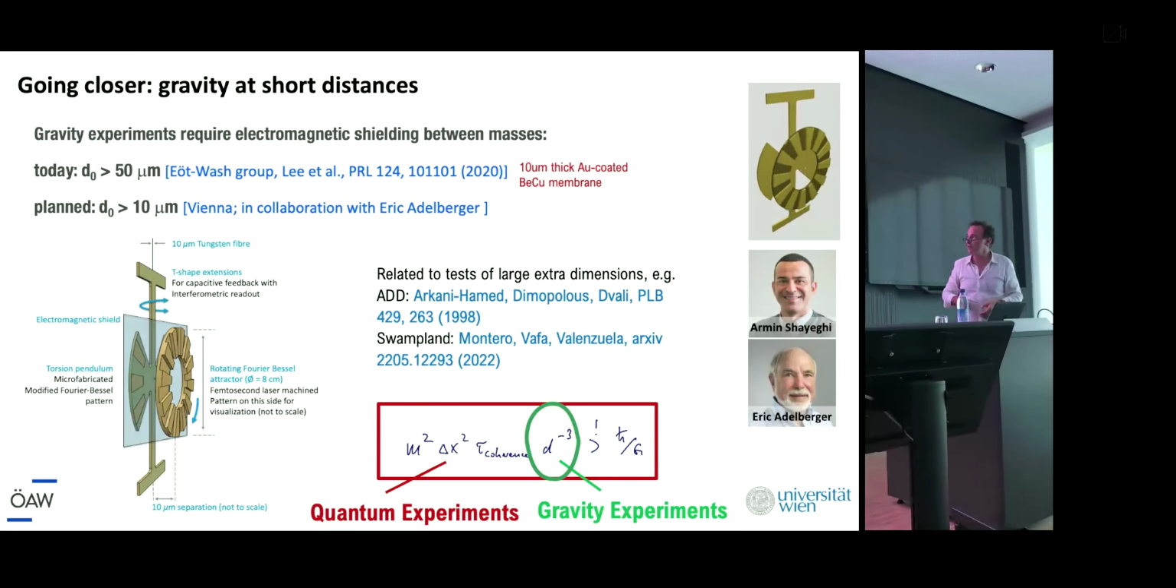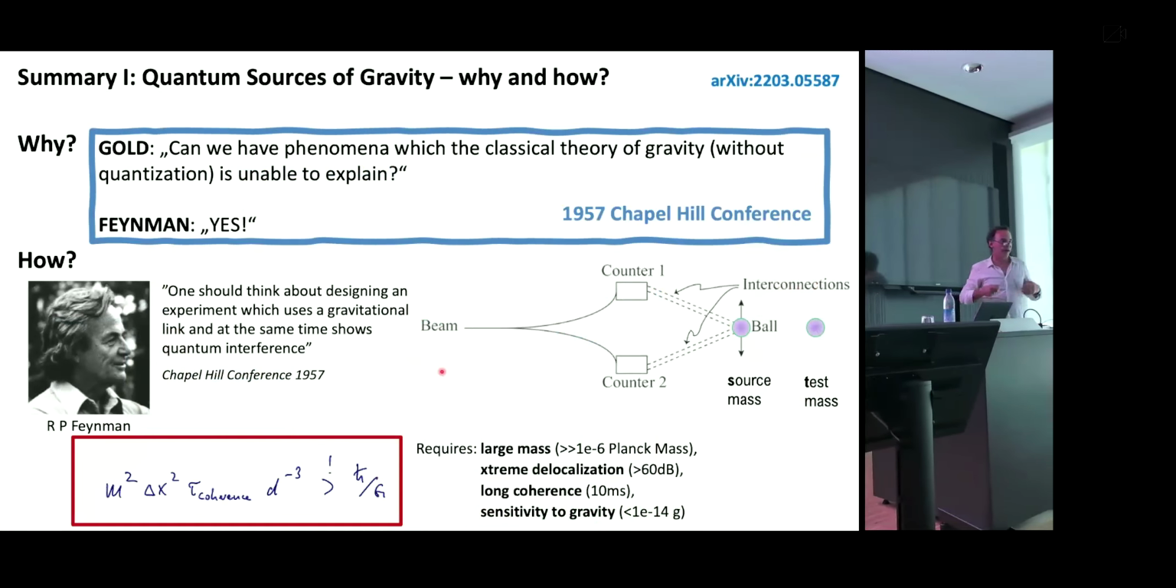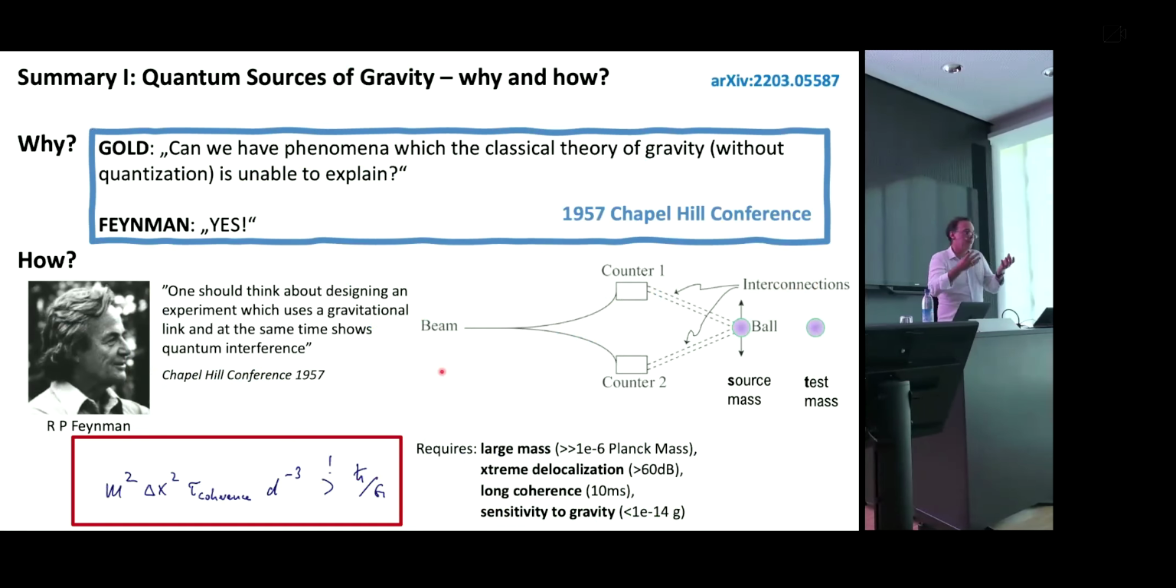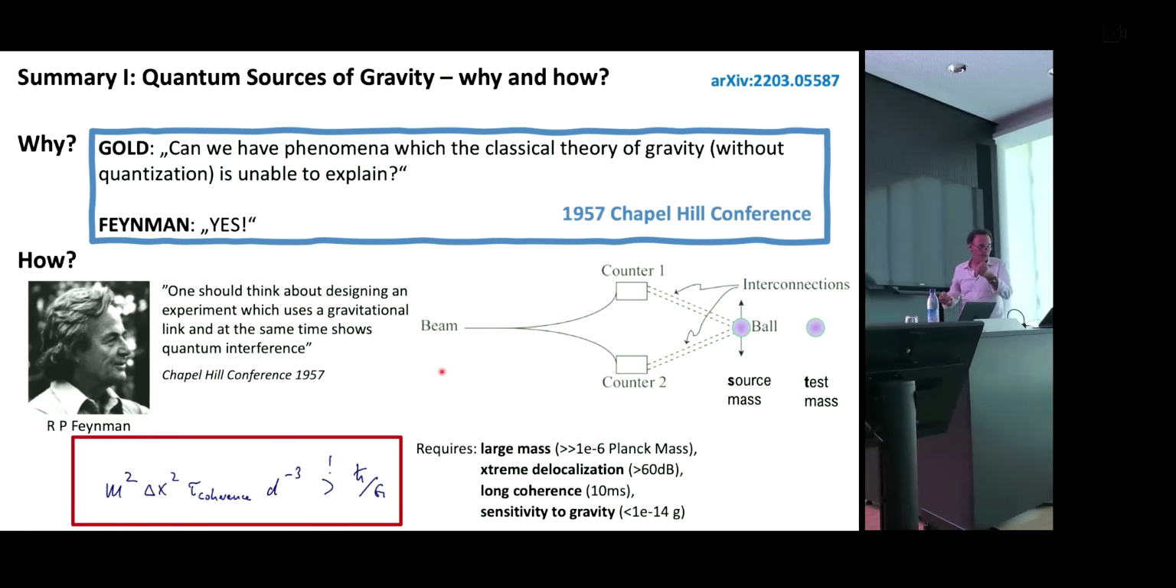Yeah. With this, let me conclude. I wanted to show you why quantum sources of gravity are an interesting experimental endeavor to pursue. And so why? Because we want to create phenomena in the lab that a classical theory of gravity cannot any longer explain. This is the actual goal. And in order to do that, we need to have quantum sources of gravity.